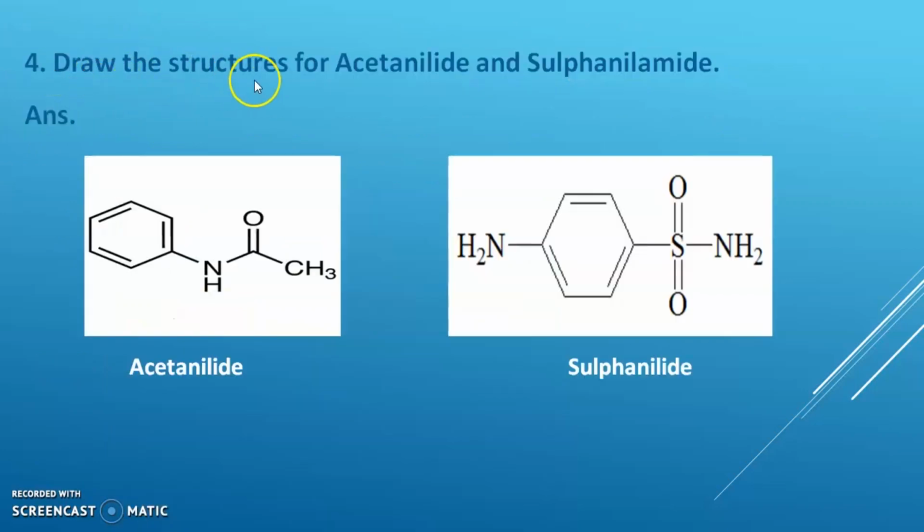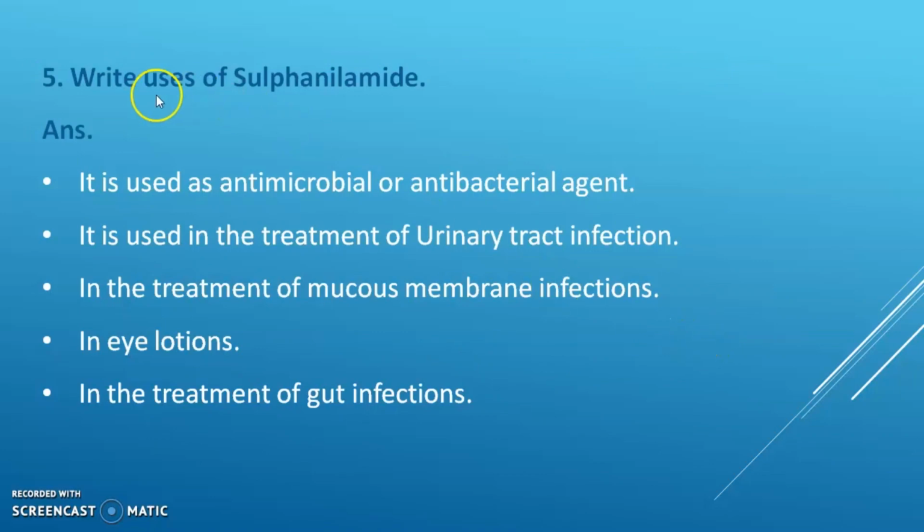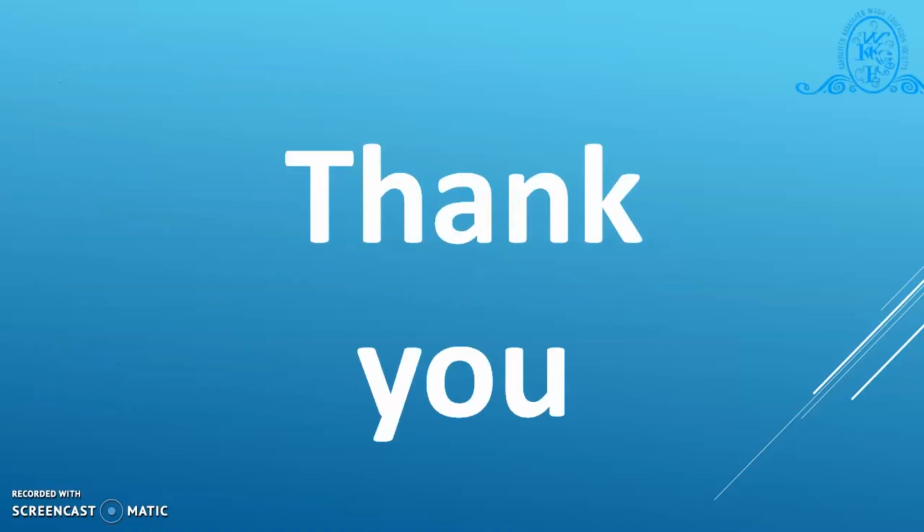The next question is, draw the structure of acetanilide and sulfanilamide. Answer, you can see on screen, this is the structure of acetanilide and this is the structure of sulfanilamide. The next question is, write the uses of sulfanilamide. It is used as an antimicrobial or antibacterial agent. It is used in the treatment of urinary tract infection, in the treatment of mucous membrane infections, in eye lotions, and in the treatment of gut infections. These are the uses of sulfanilamide. So here we completed the synthesis of sulfanilamide. Thank you.